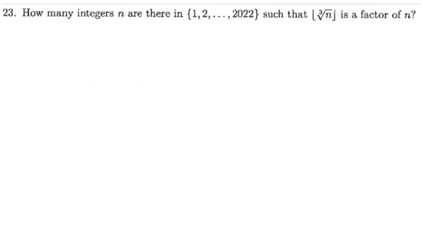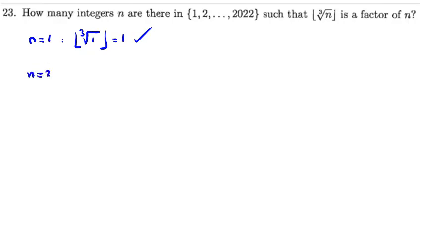Okay, problem number 23. How many integers n are there from 1 to 2022 such that the floor of the cube root of n is a factor of n? So for solving, because we don't know what the idea is, we check some numbers. For n equals 1, the cube root of 1 is a factor of 1.